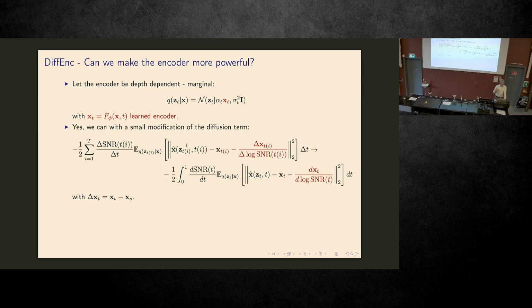And then you can play the same game as before. And what it turns out is that now, instead of your target being x here, it's the encoded x, and then we also get another term. And again, this term looks really strange. It's a delta x divided by a delta log SNR, right? So that means that we again can play the game of taking capital T, the number of layers, to infinity, and then we get some well-defined integral as our objective.